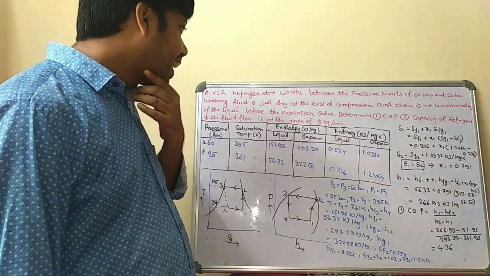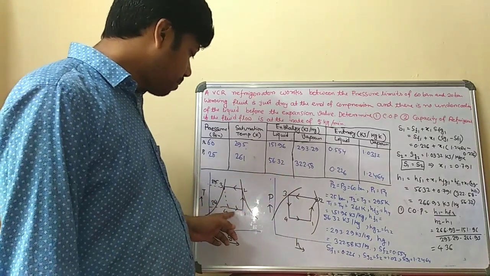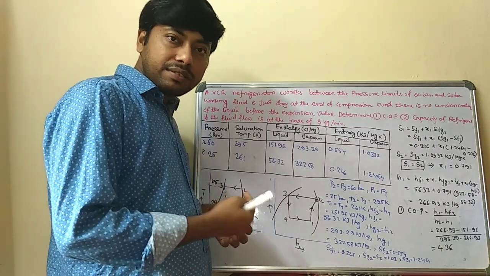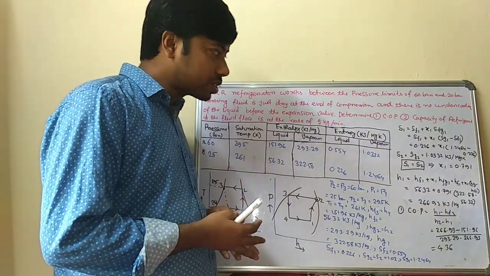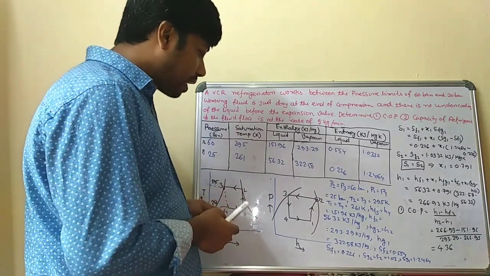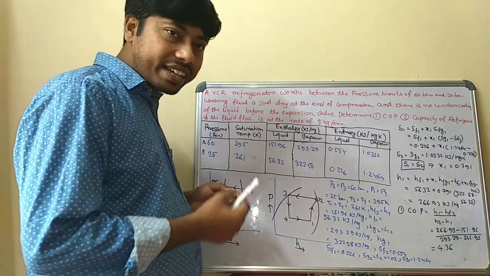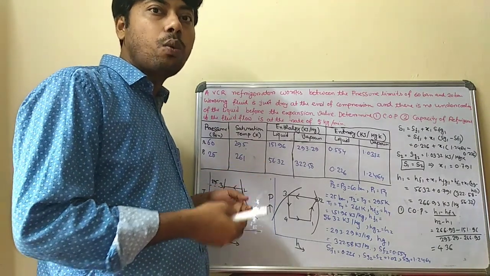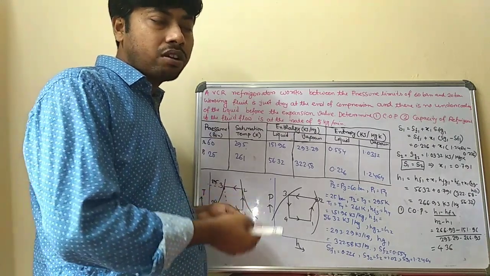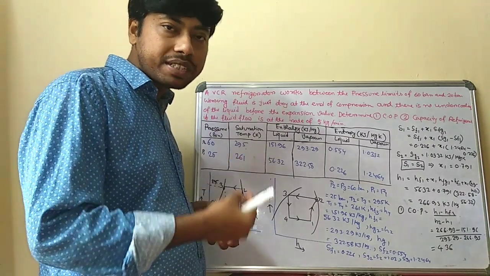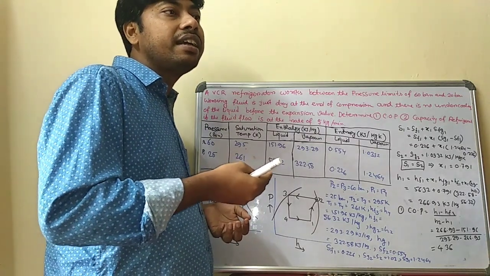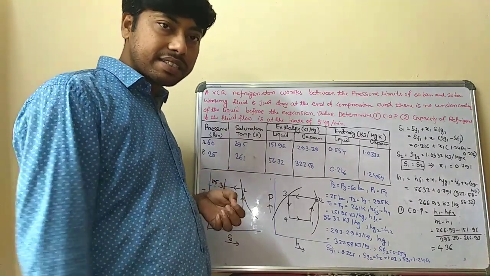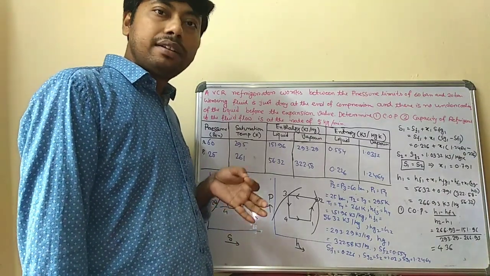Now, process 1 to 2, as you know from the TS diagram, is a reversible adiabatic process, which means the entropy is constant. The compression process starts in wet conditions. When it is wet, some liquid refrigerant is present when the refrigerant enters the compressor. So there is some dryness fraction, and first of all you have to calculate the dryness fraction.